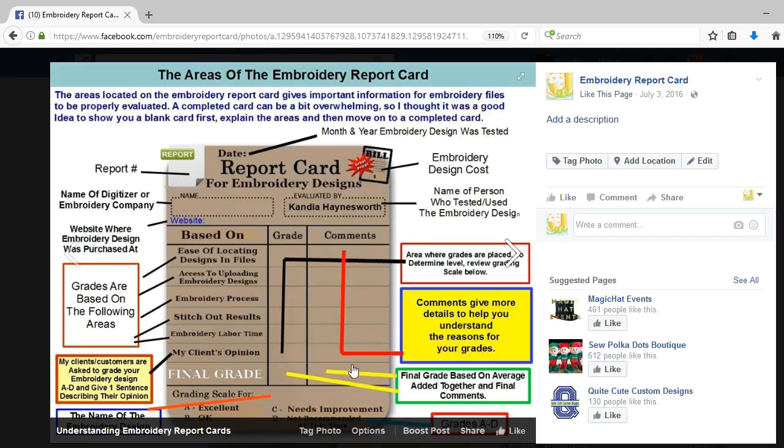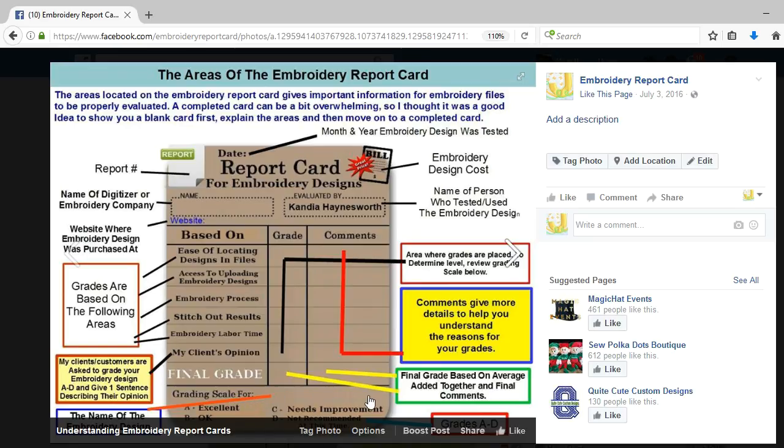Down here is going to be the final grade and the final comments. Okay, so you'll see, let's say, a big bold A or a big bold B. It's going to be smaller sizes than the grades that were given in this. Okay, so the final grade is going to be whatever the average is based on all of the grades added together, and then what my final thoughts were all together.